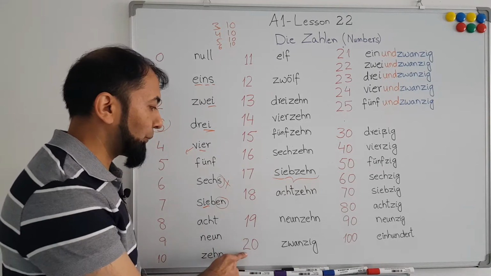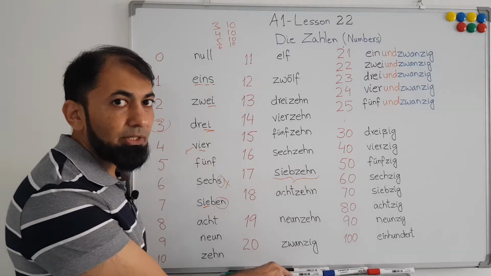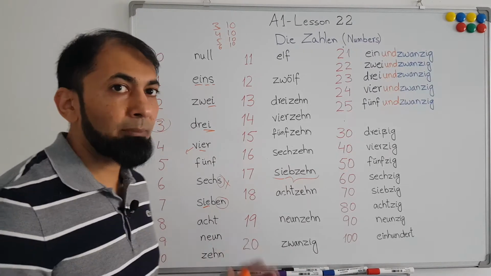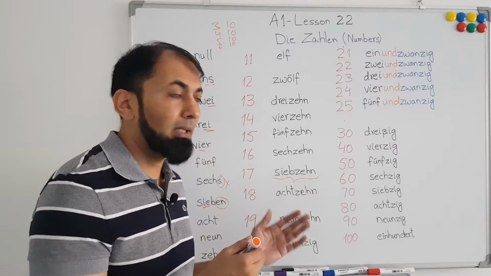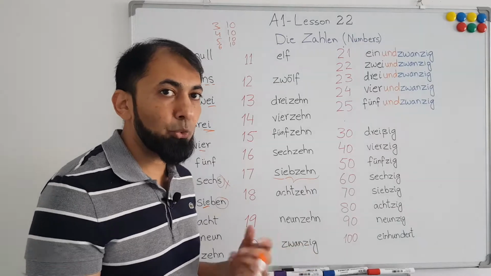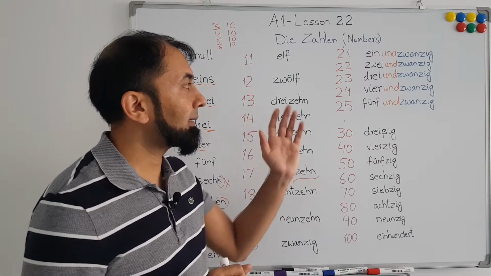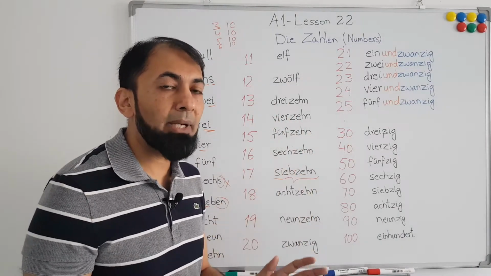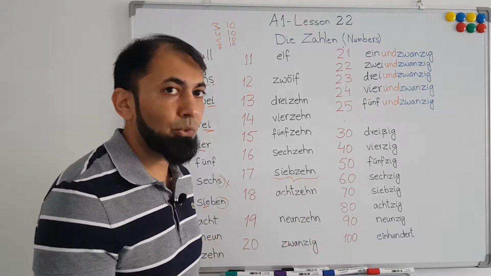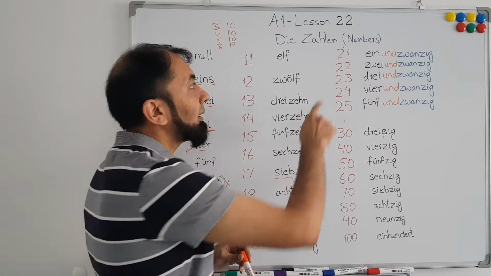Then comes 20, zwanzig. Now from 20 onward, there will be a particular pattern that will be followed until 29. Then we'll switch to 30, and there will be one pattern which will be followed from 31 to 39, and so on. So let's start.